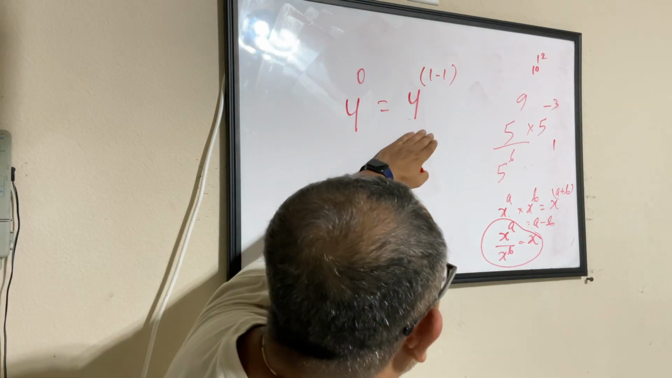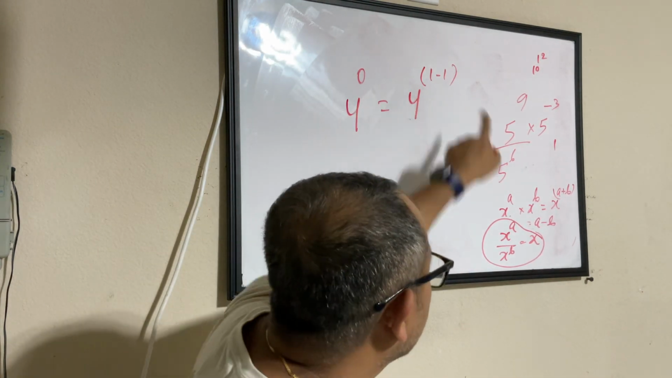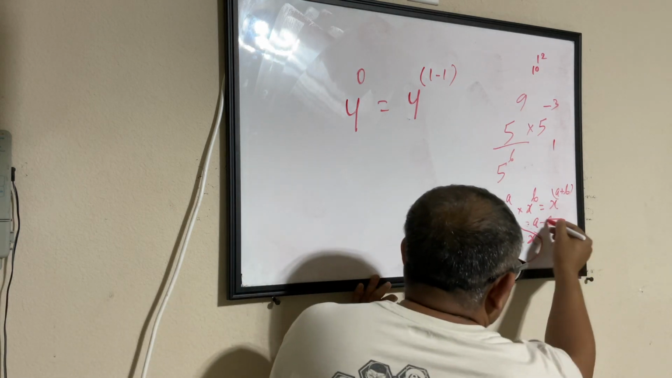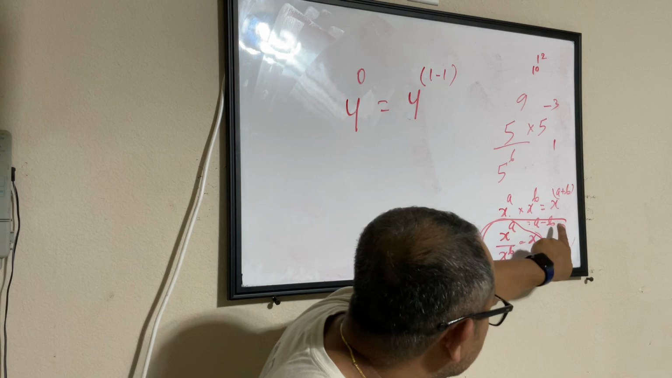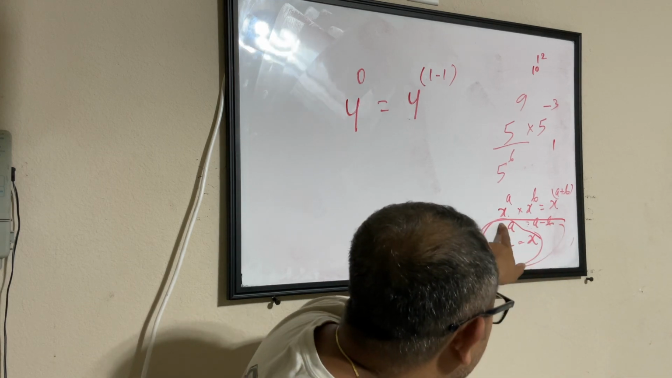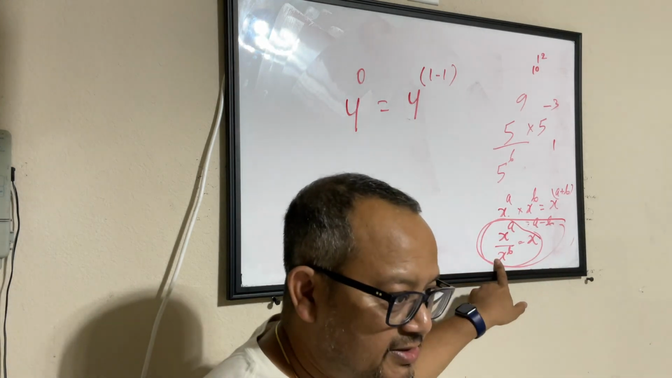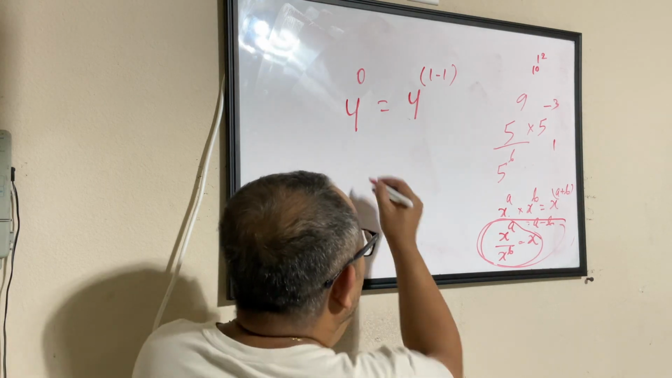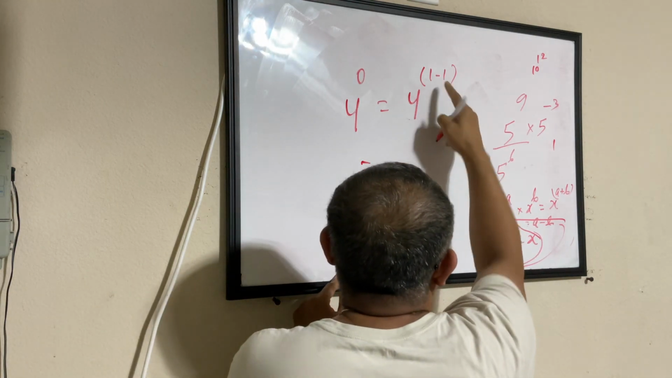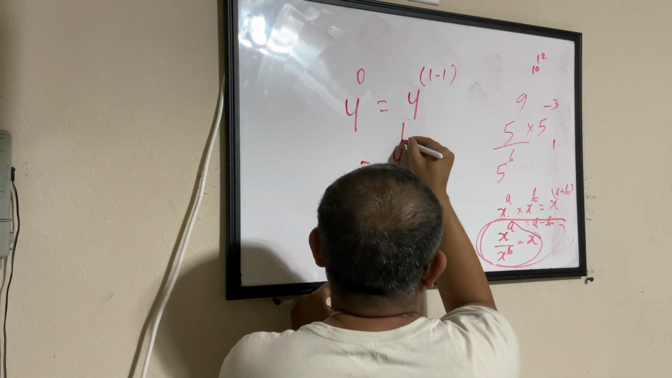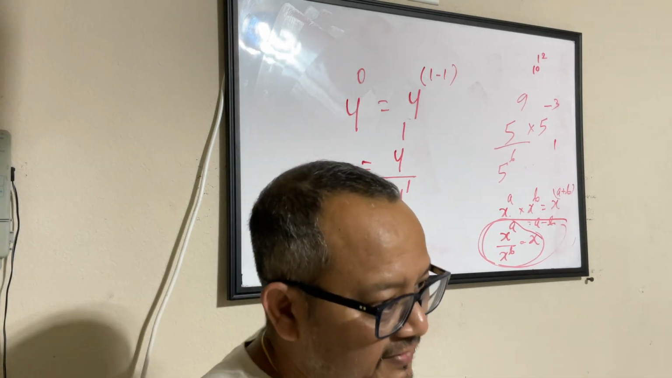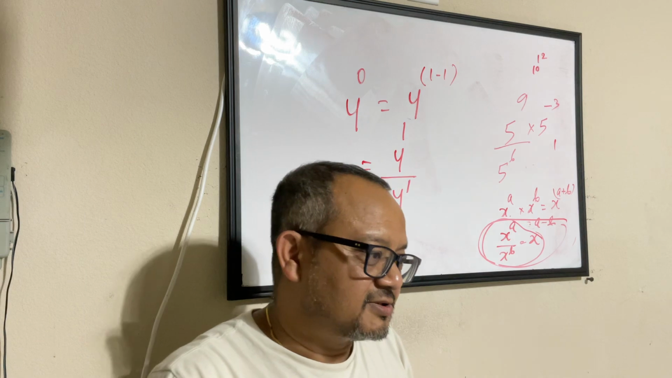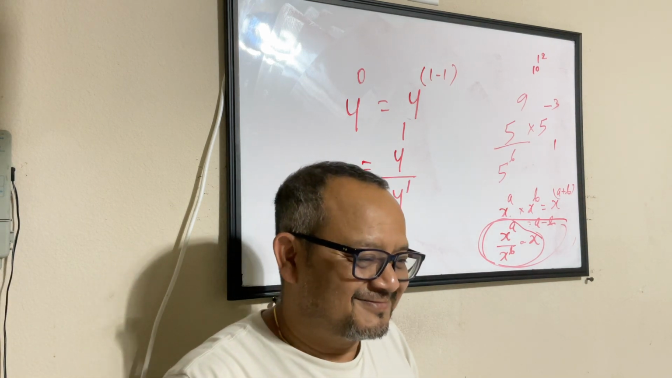So, 4 to the power 0, I am saying 4 to the power 1 minus 1. Now, this is my division rule. When I have something to the power a minus b, that is equal to something to the power a divided by something to the power b. Divide it and tell me how much will you get.